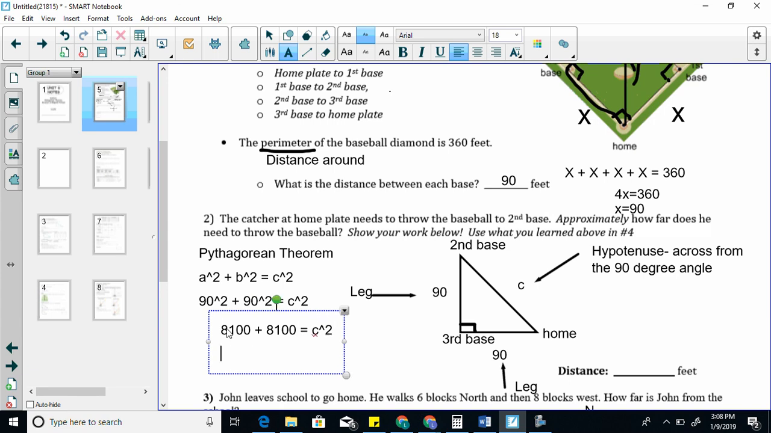That is 16,200 equals c squared. Now, do not forget to take the square root of both sides. When I do so, I'm left with c equals 127 feet. So that's going to go right here for my answer. Do not forget to square root this. This is a very common mistake.